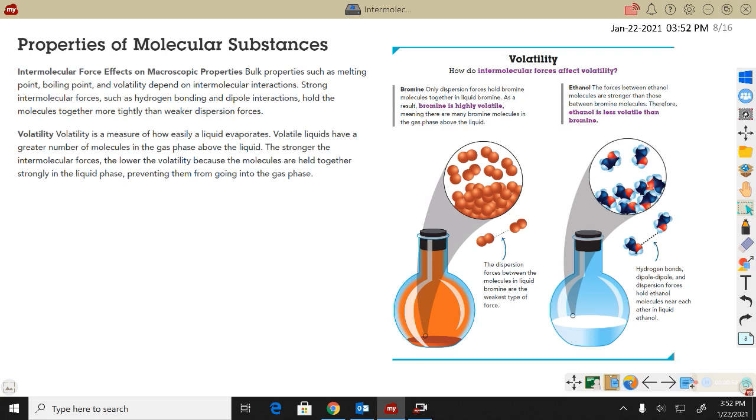And so some of these properties that are dependent on the strength of intermolecular forces are things like melting point, boiling point, like just phase in general. Volatility. Volatility looks at the ability of something to evaporate. So liquids can evaporate, going from the liquid phase to the gas phase. But how easy does that happen? Well, it depends on how strongly the particles are attracted to each other.